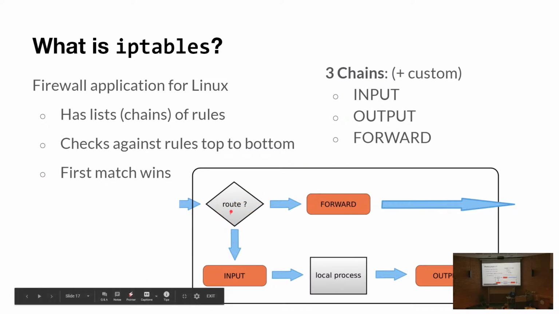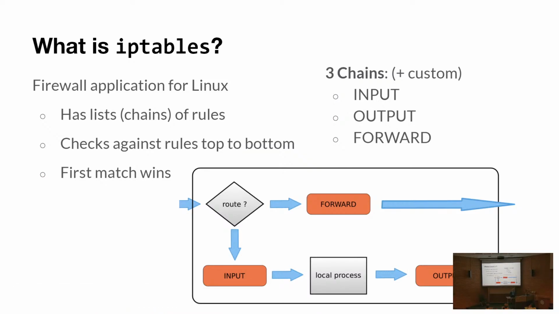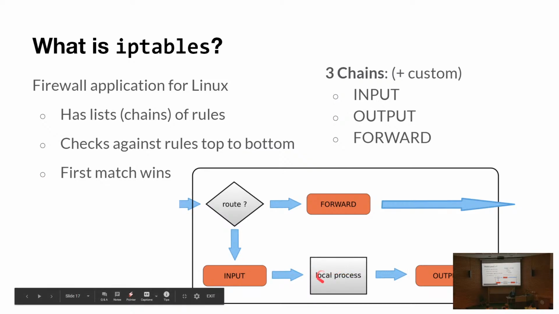The input chain is for when it's coming into your computer. So it goes to the input chain and processes through all the rules in the input chain. First match wins. So if the first rule says block this traffic, then it's going to get blocked. Then it goes to whatever local process. And from whatever local process that wants to send data out, it goes to the output chain, and then it goes out of your computer back on the network.